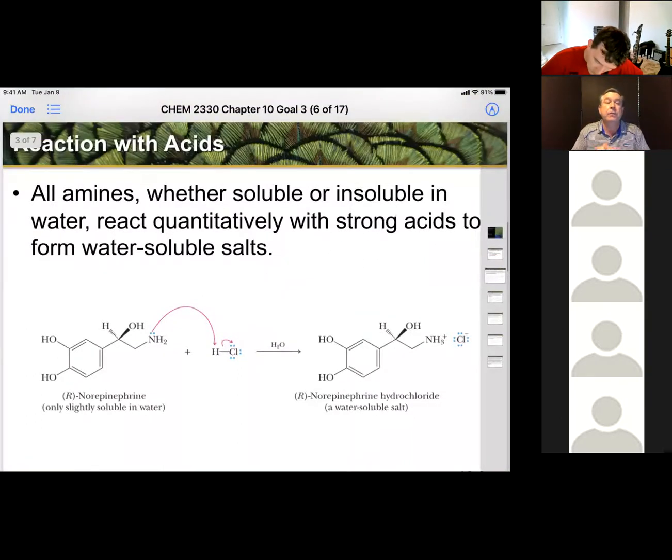So the first thing that we do, because they are bases, they react very strongly with strong acids, and then they become water soluble. So this is norepinephrine, which is used, I believe, in a nasal spray application here. It's very poorly soluble in water. We don't have enough hydrogen bonding to pull in all those carbons, and so it's poorly soluble in water. However, with just one equivalent of acid, it turns into the ammonium salt. The ammonium salt is highly water soluble.